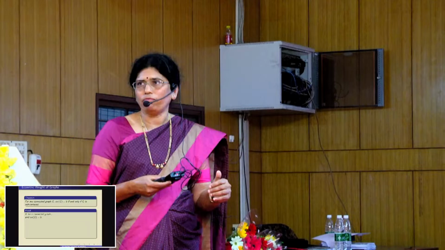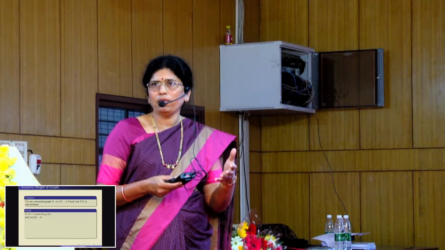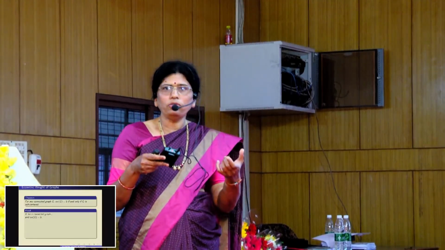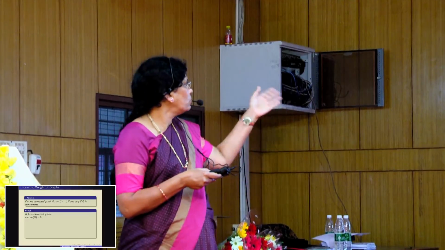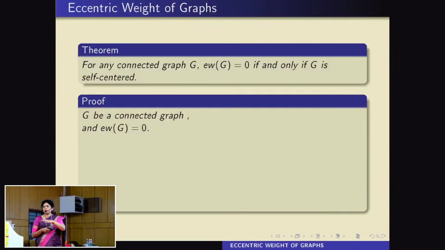Self-centered graph, as I said, means all vertices have the same eccentricity. So when all vertices have the same eccentricity, and I consider an edge, the modulus of eccentricity of u minus eccentricity of v is going to be 0 for every edge. So the sum is going to be equal to 0, and the eccentric weight is equal to 0. And again, if the eccentric weight is equal to 0, then the function value for each of the edges must be equal to 0. When is that possible? When both end vertices of that edge have the same eccentricity. So it will be a self-centered graph. This is the result, and this is the proof of it.